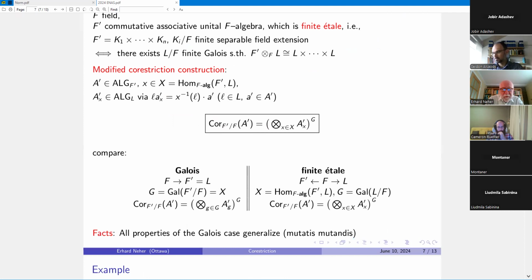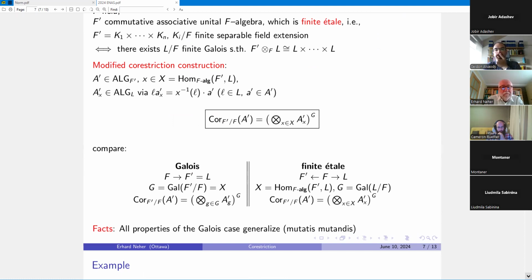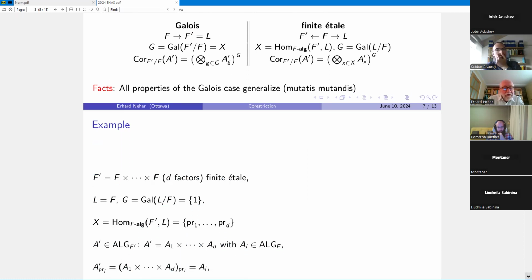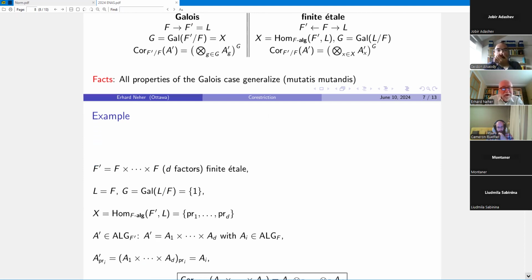So here's an example which should also tell you that we gain something more, namely a very nice étale extension. An important étale extension is the so-called split extension. Namely, we can just take the direct product of d factors of our field F. Of course then F prime is no longer a field. But still, it is a finite étale algebra because it is already split.